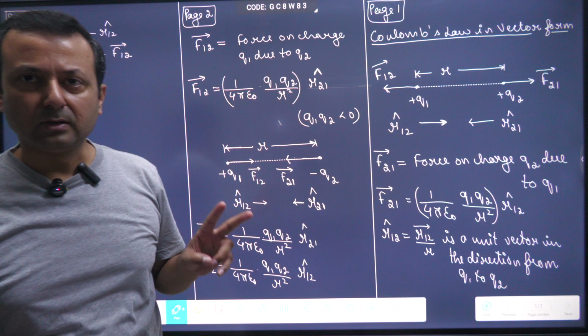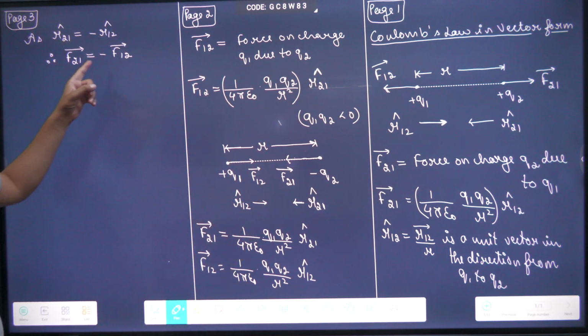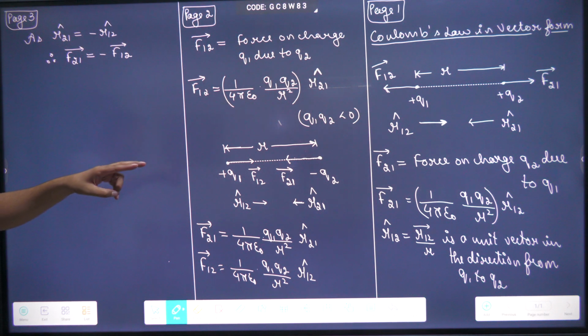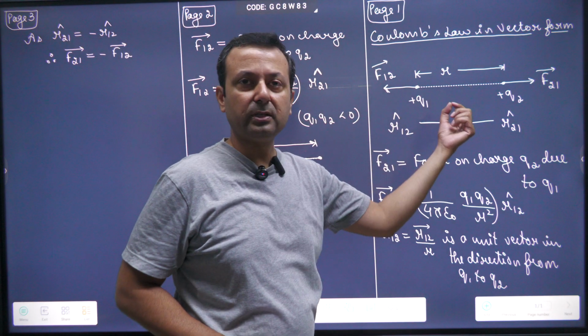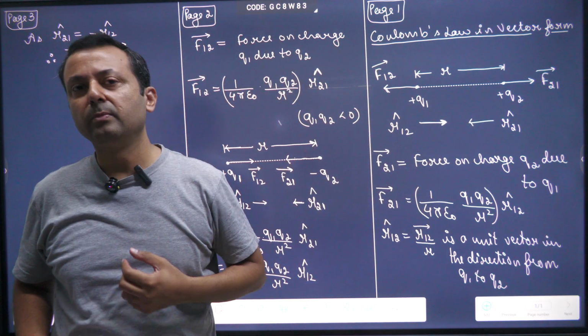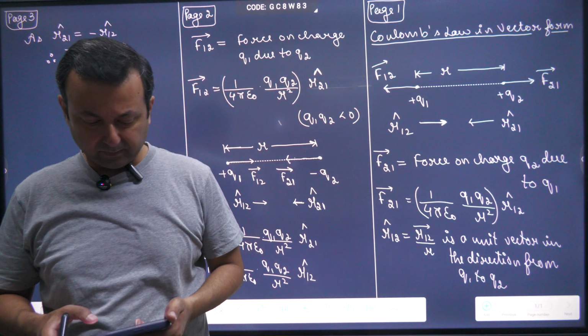So we have concluded with two points. First, F21 vector is equal to minus F12 vector, which means that Coulombian forces obey Newton's third law of motion. And second, as the force acts along the line joining the two charges, these Coulombian forces are called central forces. All right.